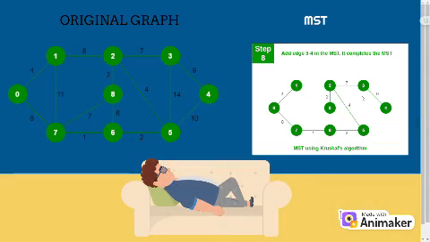Following are the edges in the constructed MST: 2 to 3, weight equals 4; 0 to 3, weight equals 5; 0 to 1, weight equals 10. Minimum cost spanning tree equals 19.